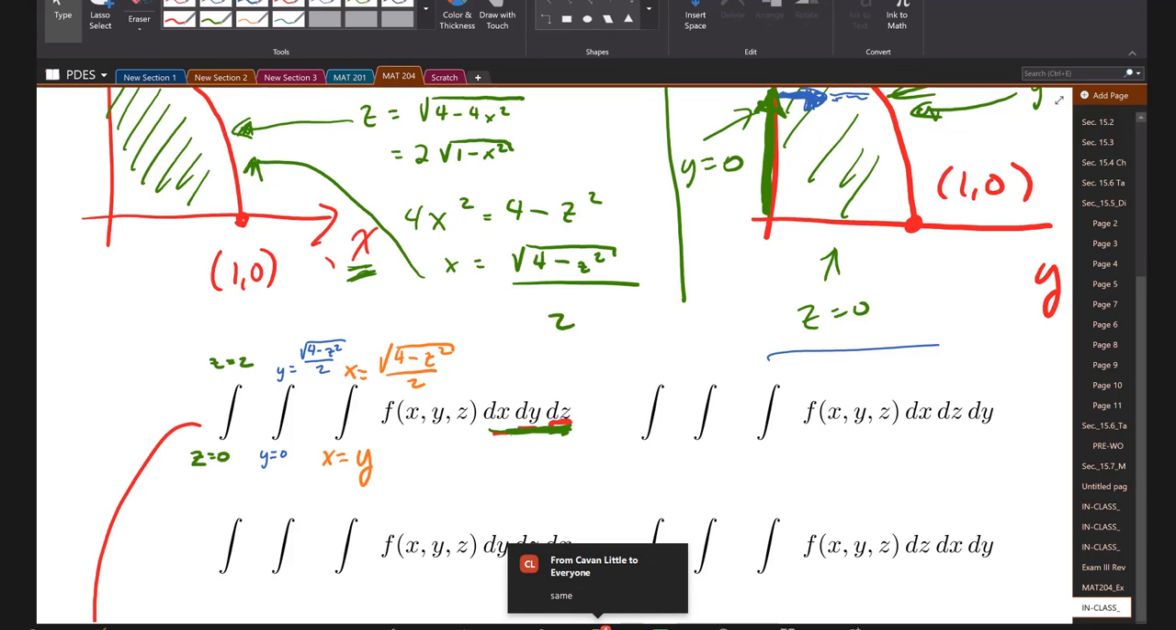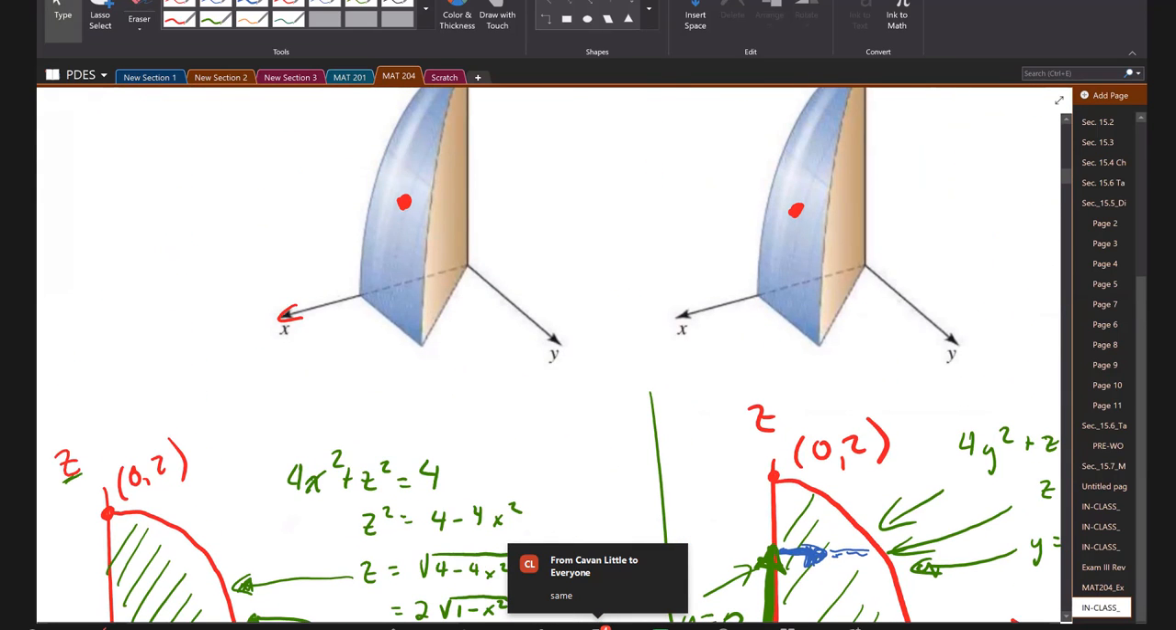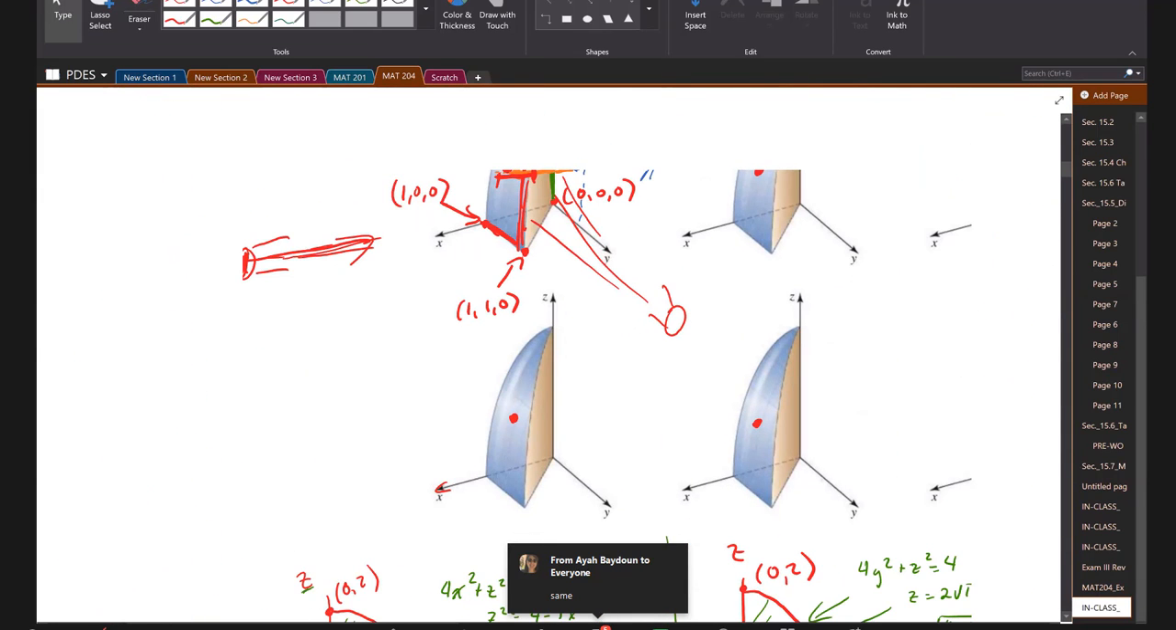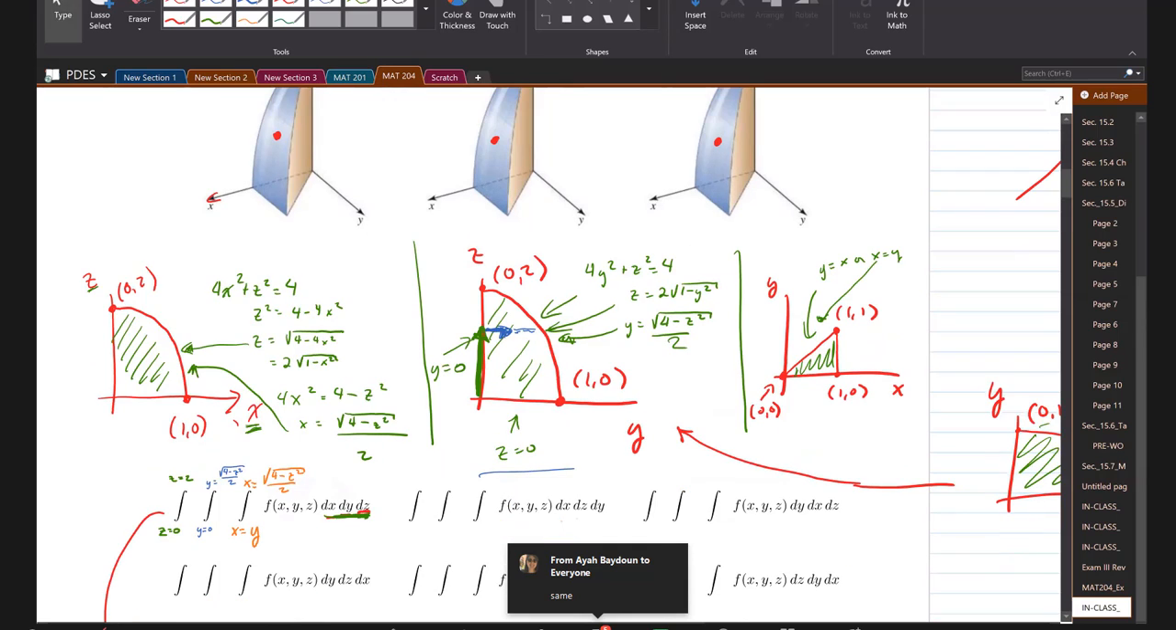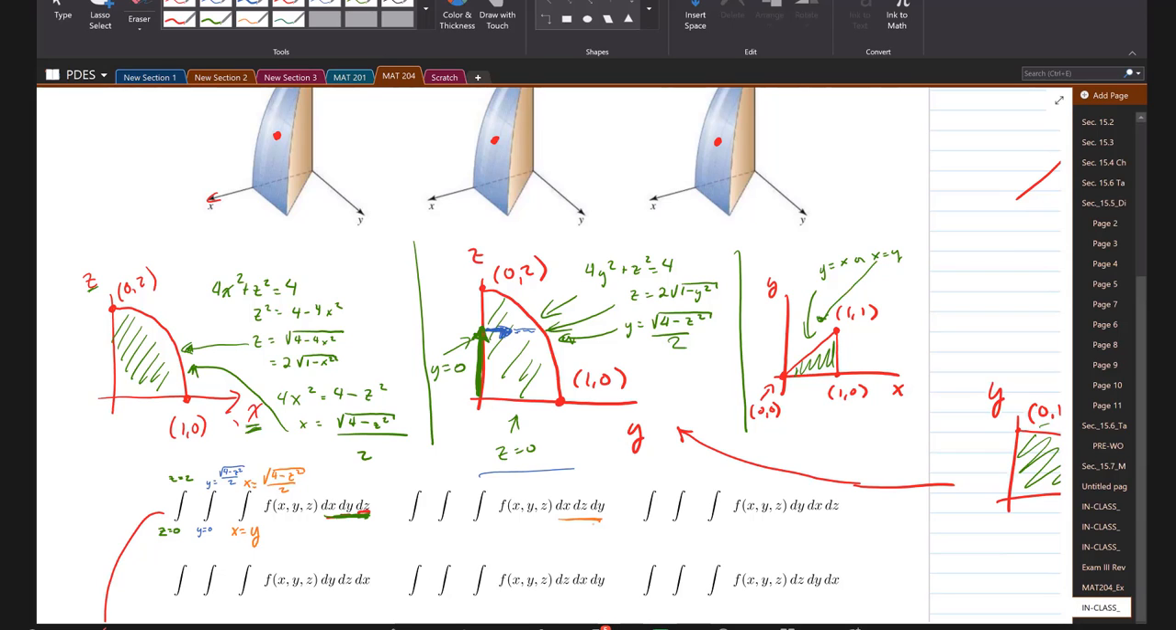Good. Okay, so let's do another one here. This next one will go a little bit easier, I think. For this next one, I'm going to look at this next integral where I'm going to do the order. As far as I integrate, I go dx, dy, dz. That's the order of integration.